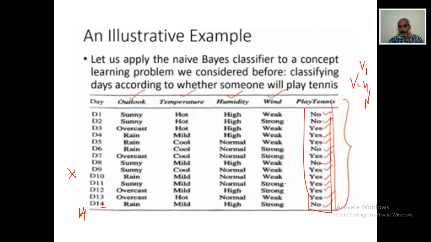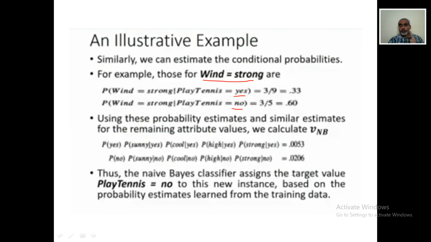3 divided by 9. So now for this strong, if you see here, this strong here is no, here is no, here is yes 1, yes 2 and yes 3. So 3 times yes is coming here, right? So 3 times yes is coming. So now we are going to say 3 divided by 9. So 3 by 9 is 0.33. Clear?